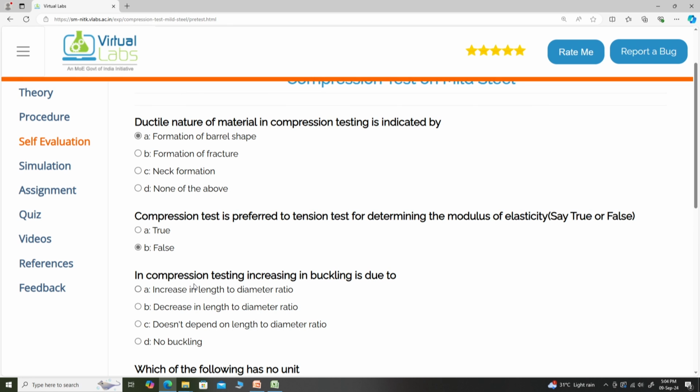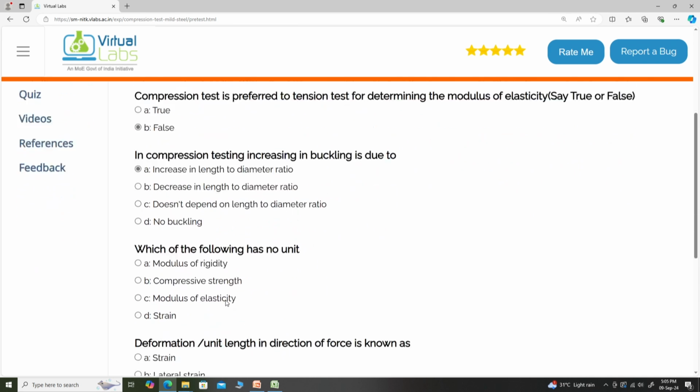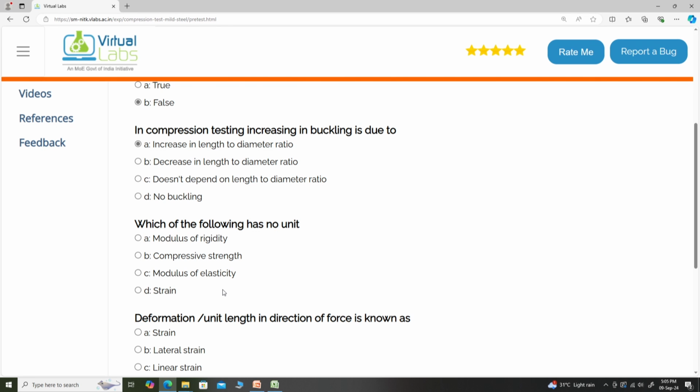Next question is, in compression testing, increase in buckling is due to what? Buckling is there because L by D is high, that is length is high and diameter is small. When more and more length is there, more buckling would happen. So A, increase in length to diameter ratio, seems to be the answer. Let me go through the others. Decrease in length to diameter ratio, or not depending on length to diameter ratio, would mean no buckling. Answer is A, increase in length to diameter ratio. I will check the answers when I submit the final pre-test assignment.